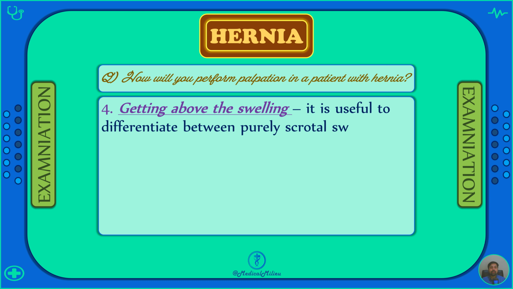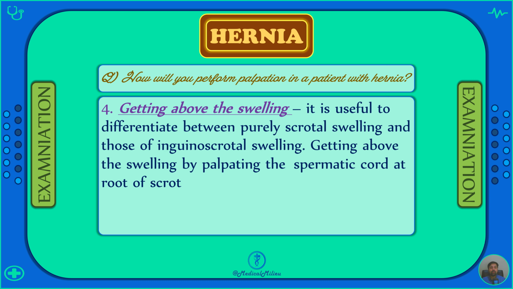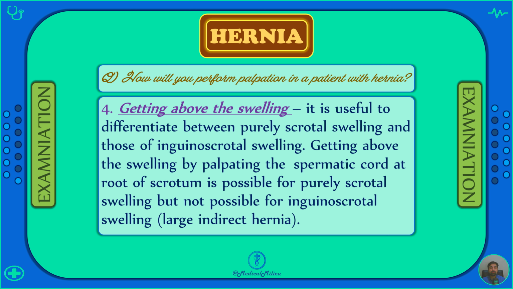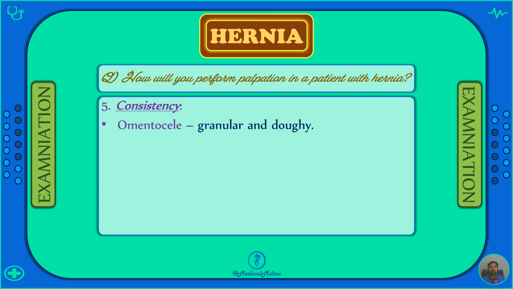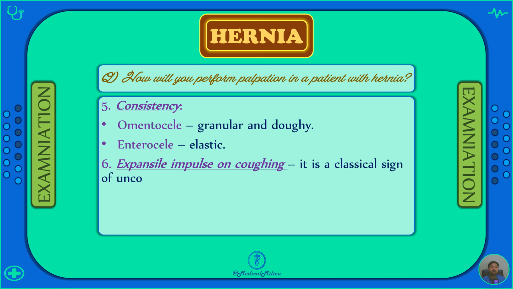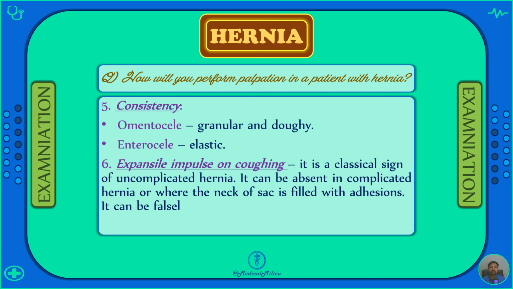Point number 4 is getting above the swelling. It is useful to differentiate between purely scrotal swelling and inguinoscrotal swelling. Getting above the swelling by palpating the spermatic cord at the root of the scrotum is possible for purely scrotal swelling but not possible for inguinoscrotal swelling. Consistency: omentocele is granular and doughy. Enterocele is elastic. Point number 5 is expansile impulse on coughing.